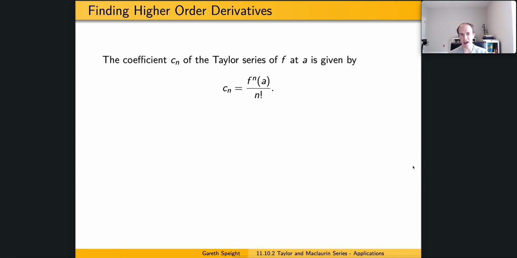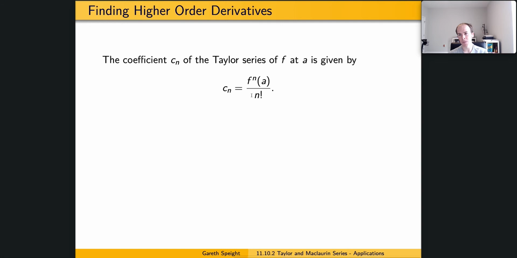So let's remember back to what was the connection between the coefficients of the Taylor series and the derivatives of the function. So we said that if a function can be given by a power series centered at a, then there is only one thing it can be. It's the thing that we call the Taylor series centered at a, and the coefficients were given by f^(n)(a) divided by n factorial. So the nth derivative at a over n factorial.